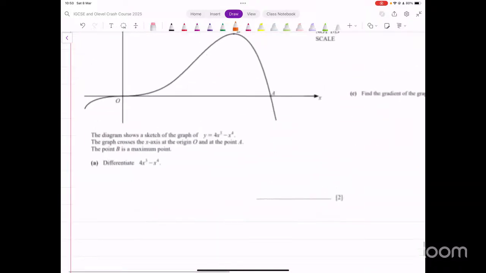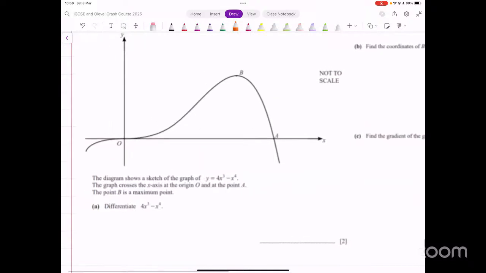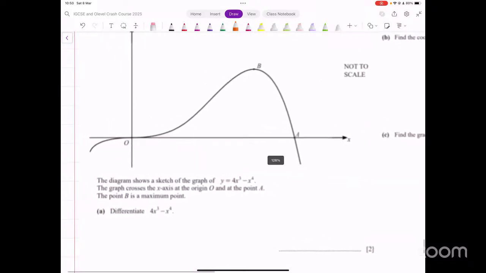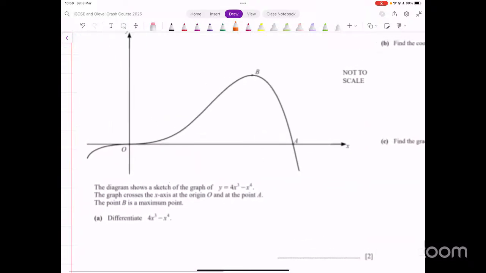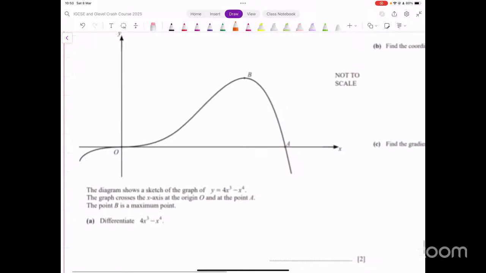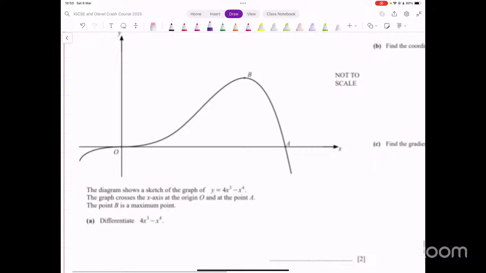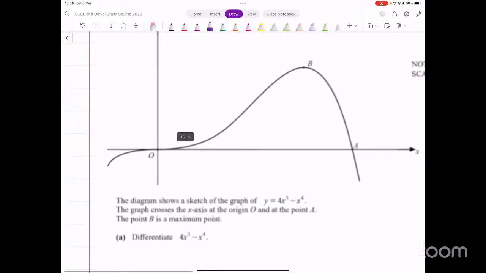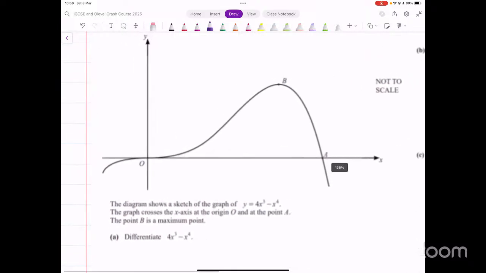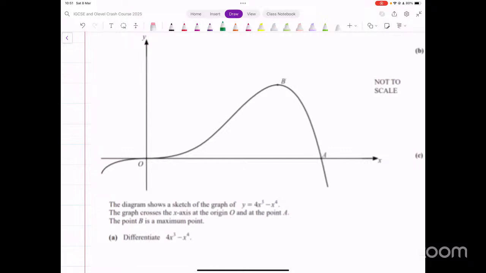Okay, one last question and then we end for today. The diagram shows a sketch of the graph of y equals 4x cubed minus x raised to the power 4. The graph crosses the x-axis at the origin and at the point A. Okay, so you have this graph. Its sketch is given to you here. It crosses the x-axis at the origin and also at this point A. The point B is the maximum point.